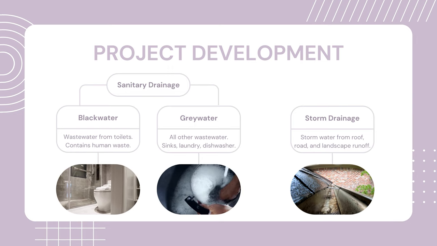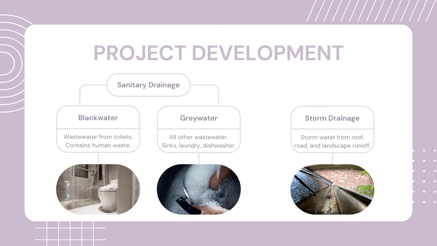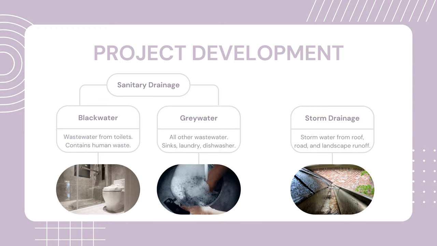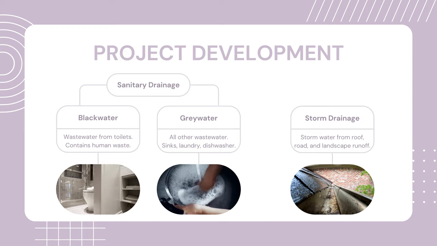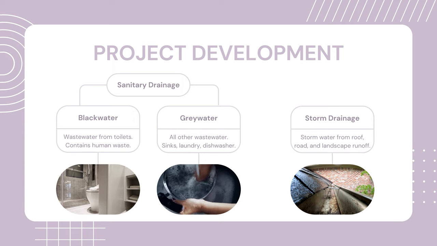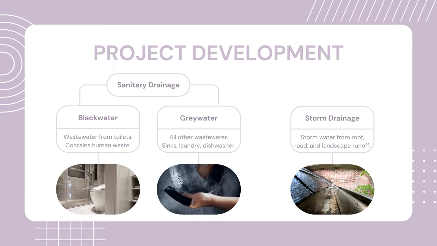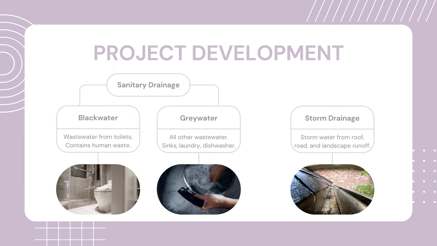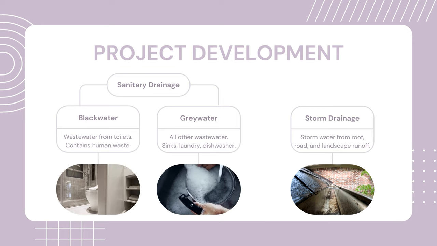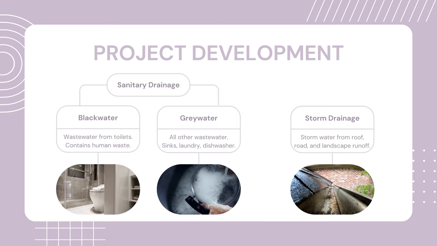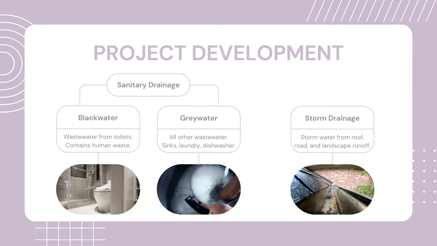The reason these are separated is because gray water has the ability to be reused with little or no treatment for things like irrigation and flushing toilets. Black water requires excessive treatment for reuse or disposal. Stormwater comes from roof runoff, road runoff, and landscaped areas.